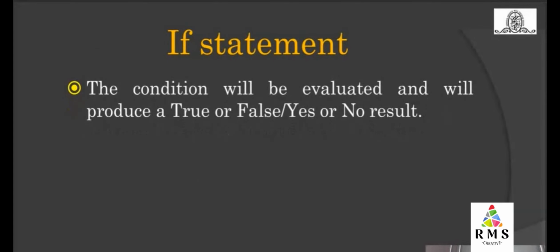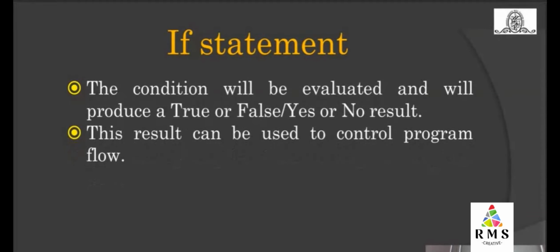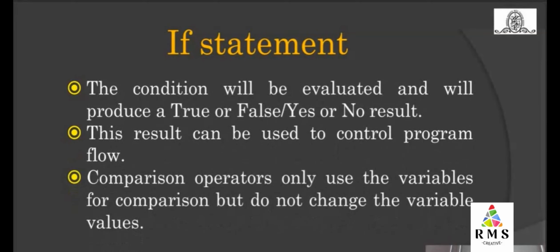So let us see the if statement. The condition will be evaluated and will produce a true or false, that is, a yes or no result. For example, we are writing if x is equal to 10. If x is having value 10, this statement will be true. Otherwise, it will be false. This result can be used to control the program flow. Comparison operators only use the variables for comparison but do not change the variable values.